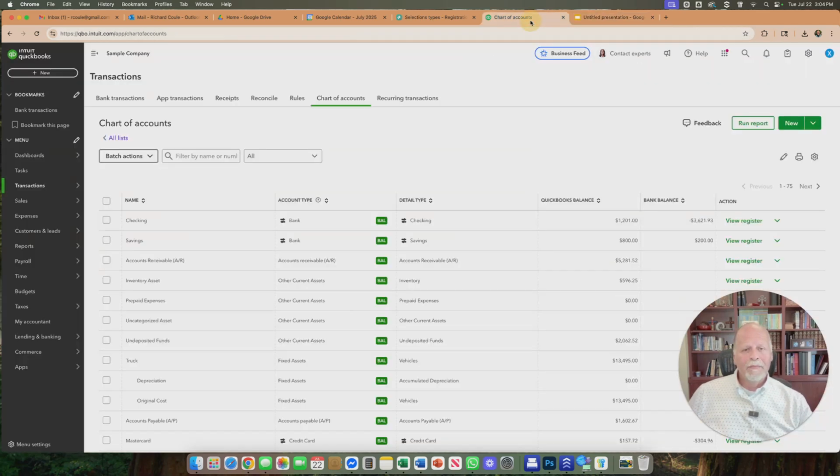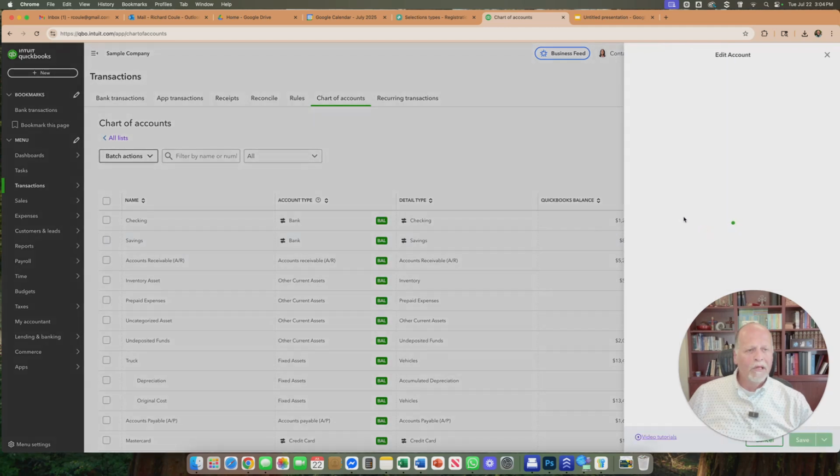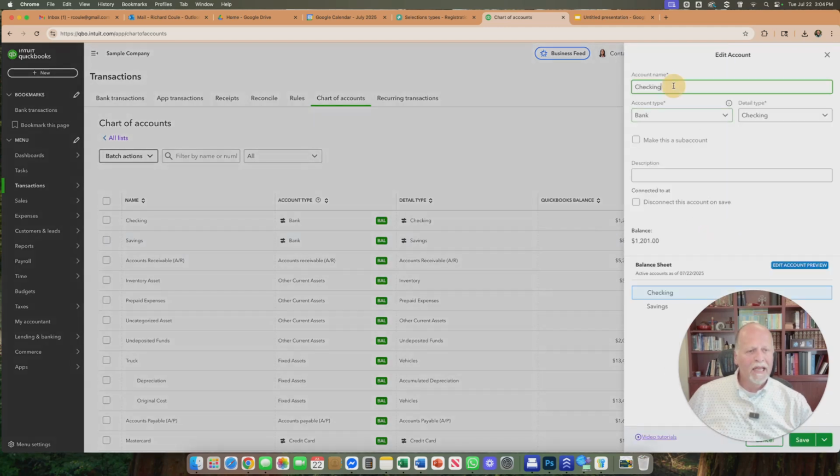So let's look at a typical chart of accounts for a sample company that we have here. This is QuickBooks sample category. And we see first here we have account type and the name of the chart of account item. We can name these anything we want by clicking the edit button. We'll get a screen that will let us change the name if we would like to. Checking 1, 2, 3. I'm just going to hit save here.